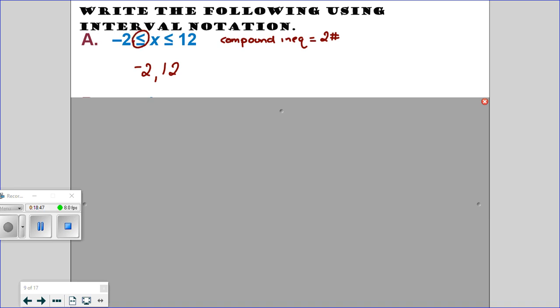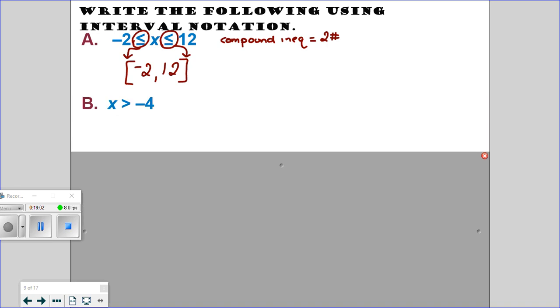Now, they are individual, so I look at the -2 first. It does have that or equal to, so I put a bracket. I look next to the 12. It also has an or equal to, so I would also put a bracket on that side. Decisions are made separately. They do not have to match.